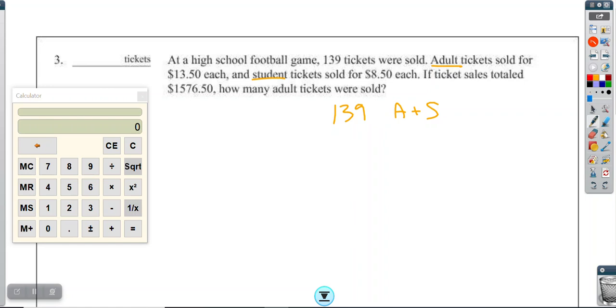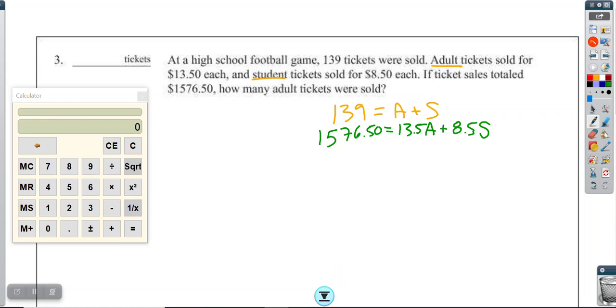Looking at my other situation, we know we sold a total of $1,576.50, and an adult ticket is $13.50. So the value of all of the adult tickets sold is going to be 13.50 times a, plus the student tickets are $8.50 times the number of students. And so here's my system of equations.